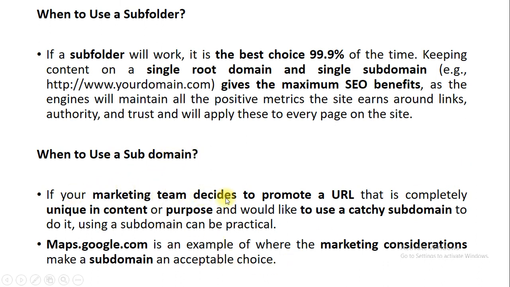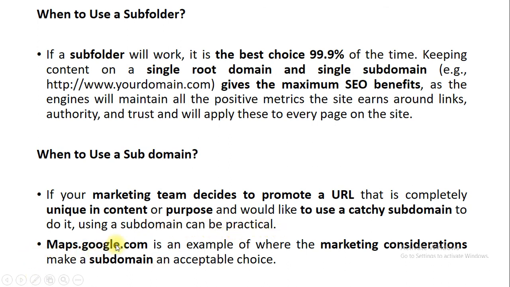Next is when to use a subdomain. If your marketing team decides to promote a URL that is completely unique in content, as we know that maps is the unique feature of Google, right? In that case, the marketing team is going to decide and promote such a URL that is completely unique in content or purpose, and would like to use a catchy subdomain. To do it, using a subdomain can be practical.